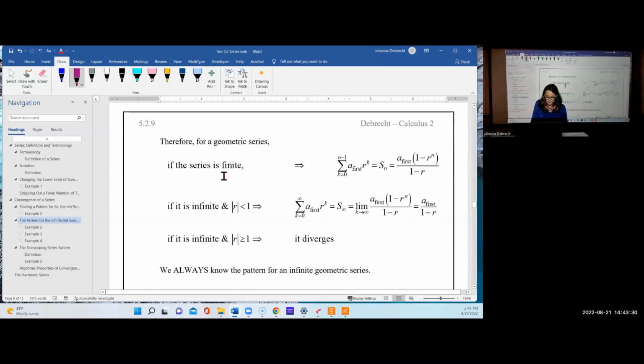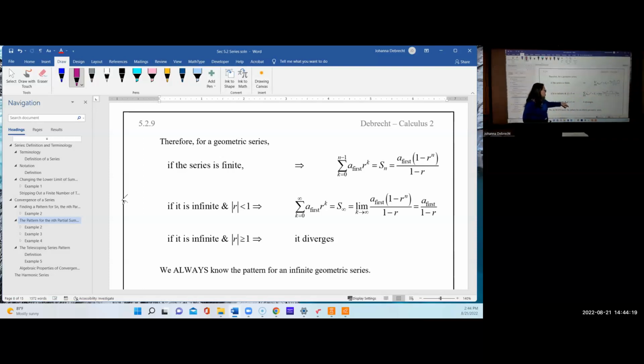So here it is written out in a better non-handwritten format. For a geometric series, if the series is finite, meaning the sum from k equals 0 to n minus 1, we get S sub n as a first times 1 minus r to the n over 1 minus r. If you have a finite number of terms, you can't ignore that r to the n because it's not going to go to 0. If the infinite series has magnitude of r between -1 and 1, absolute value less than 1, then we know that our formula becomes a first over 1 minus r. Because since r is a proper fraction, raising it to the nth power as n goes to infinity leads to 0, so that part drops out.